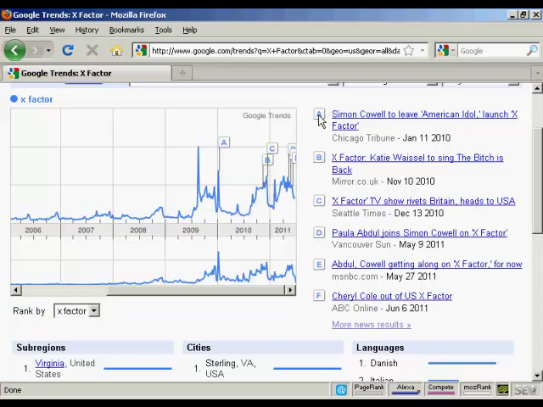And this one here shows the peak in traffic when Simon Cowell announced he was leaving American Idol, and these when various things have happened on the show. You know, when people started writing about Cheryl Cole and Paula Abdul and so on.